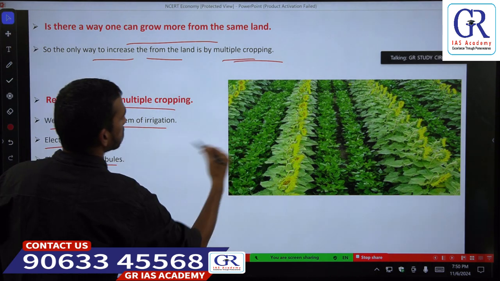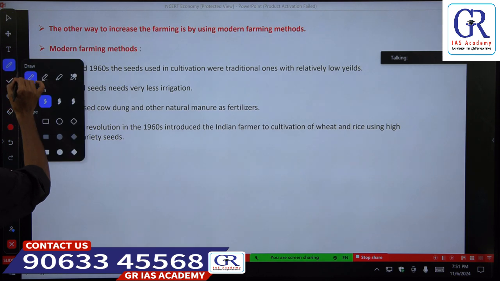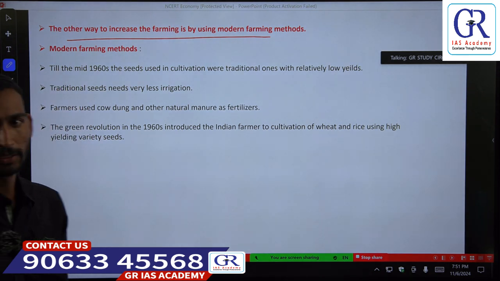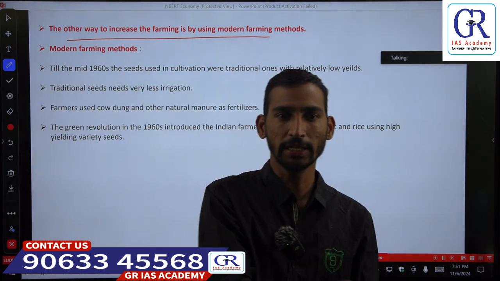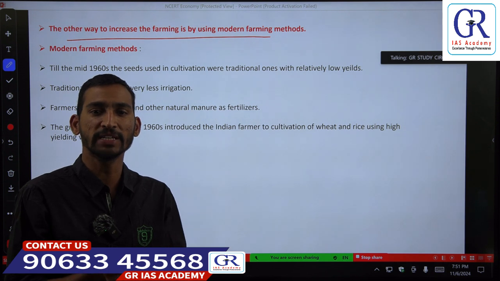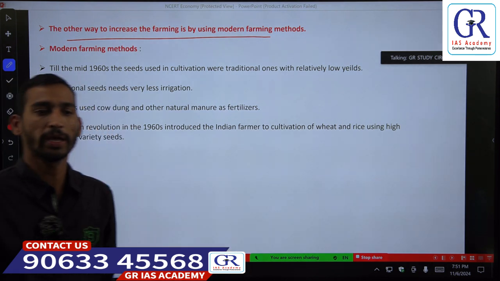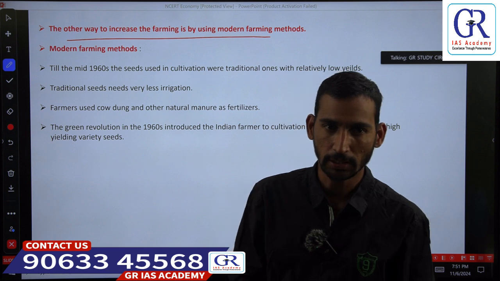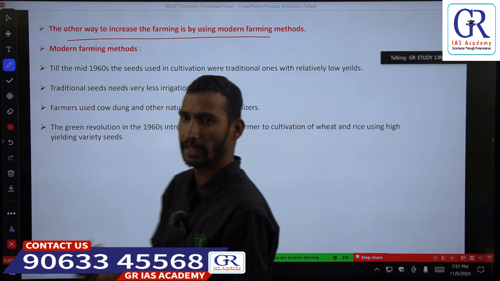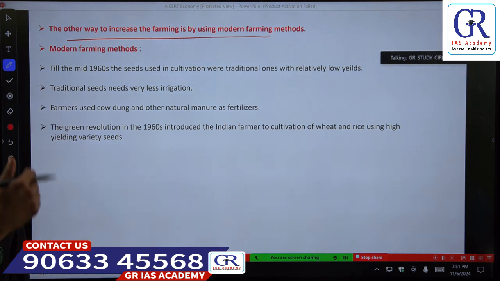And one more is there. You can see here, the other way to increase farming is by using modern farming methods, so we can increase the productivity. In the last class, in multiple cropping, by growing different crops simultaneously in one piece of land, we can generate more income. Along with that, by using modern technology, we can grow more crops within the same stipulated land. In 1 acre of land, earlier if we were producing 40 bags, by modern technology we can increase production from 40 to 50 or 60 like that.